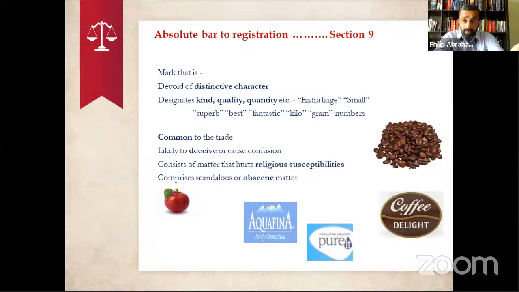There is another set of marks which cannot be granted registration: marks that hurt religious susceptibilities. For example, Krishna for meat or meat preparation, or marks that comprise scandalous or obscene matter, abusive words like bastard, etc.